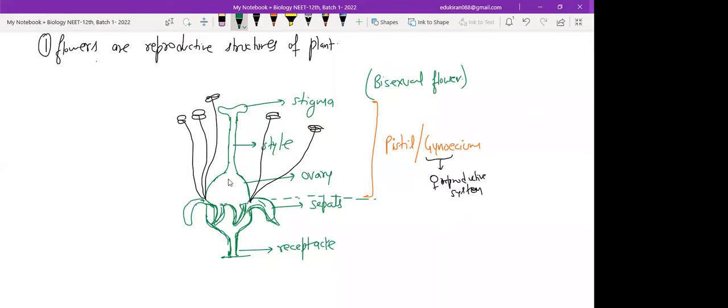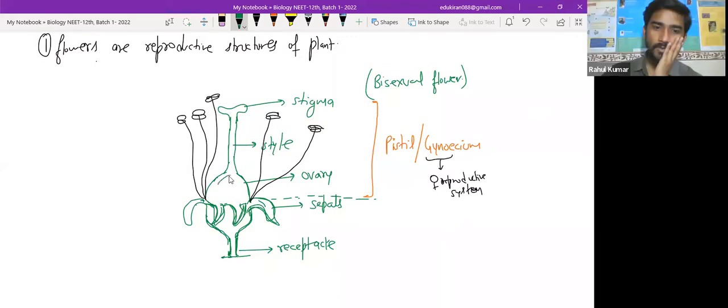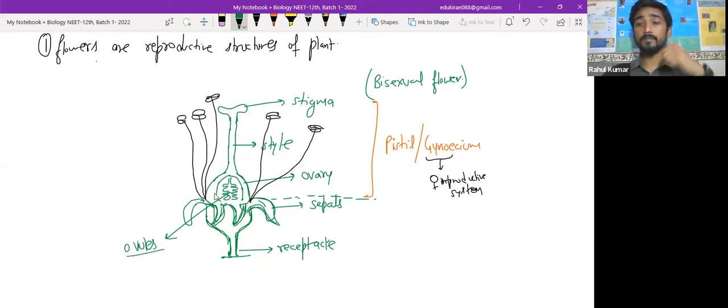Ovule. So inside this ovary, you have a chamber where you can have one or more than one ovules. So these are ovules. Now this number of ovules will later decide the number of seeds that are present in a fruit.